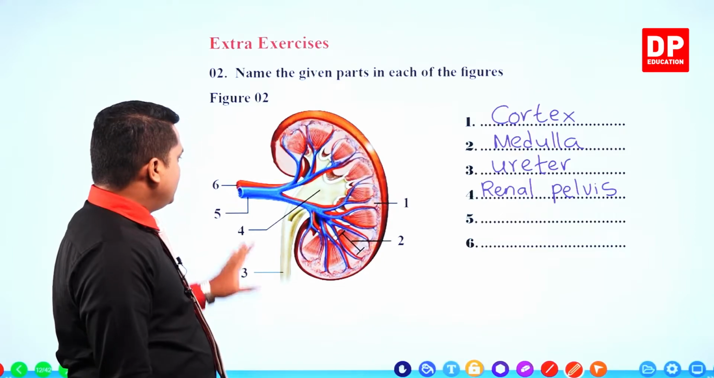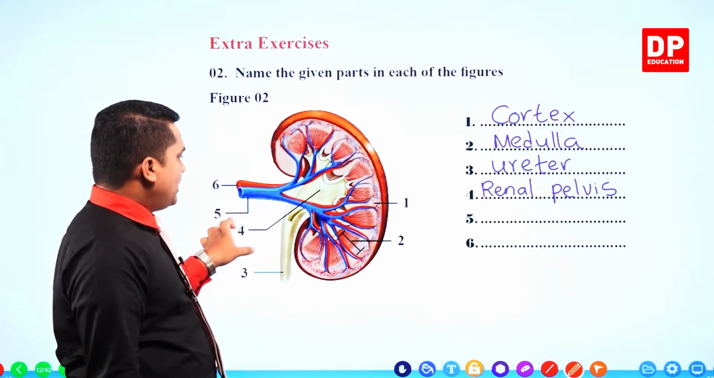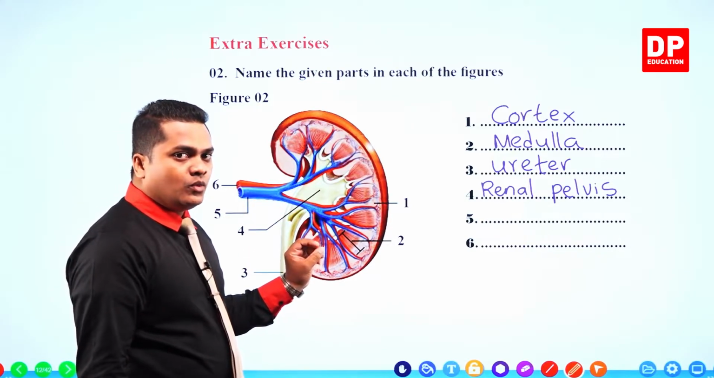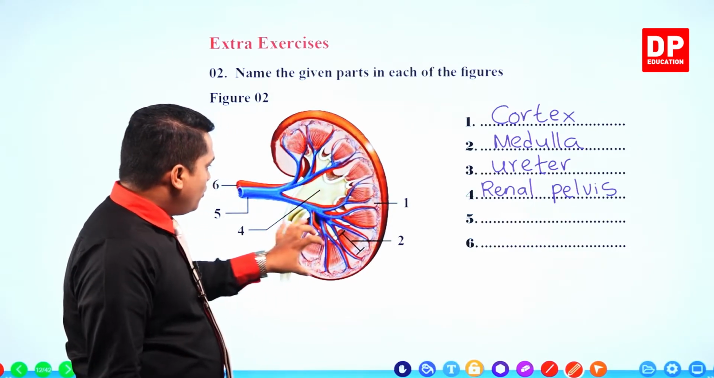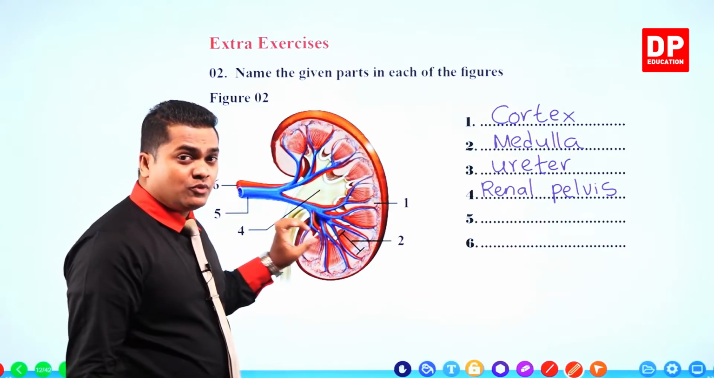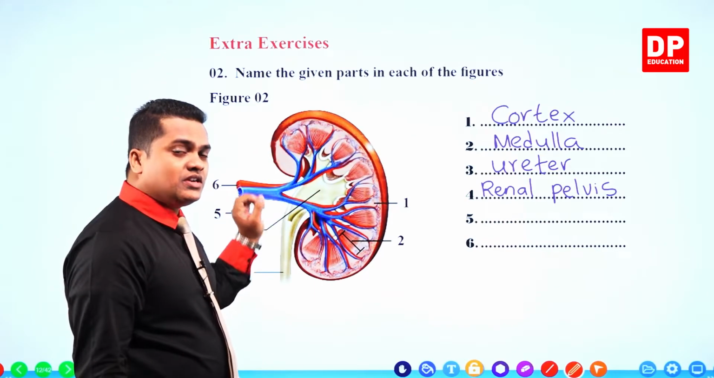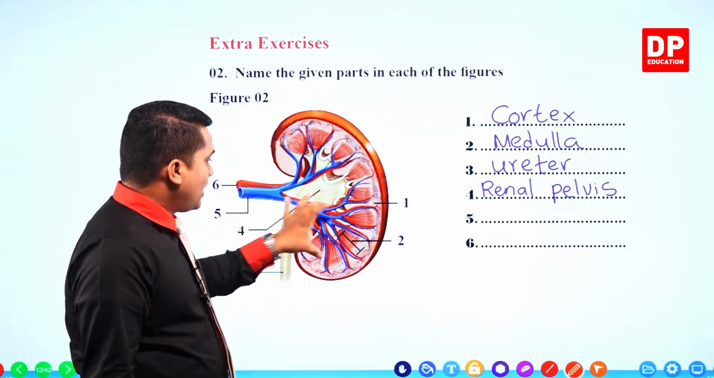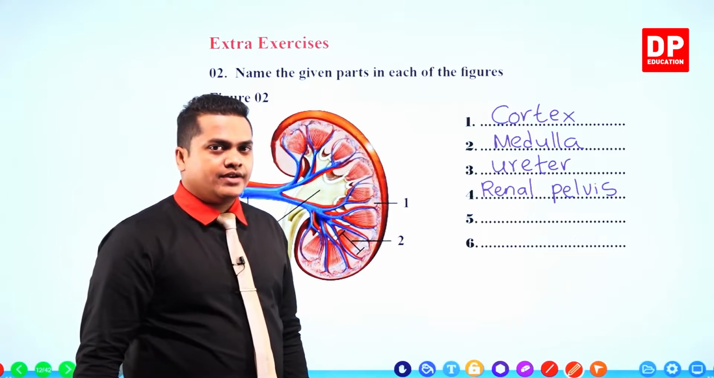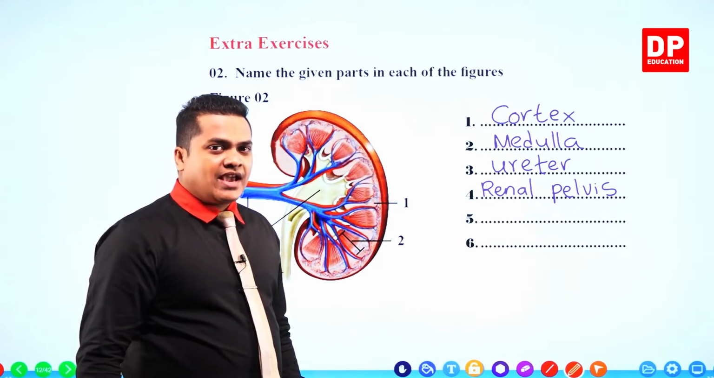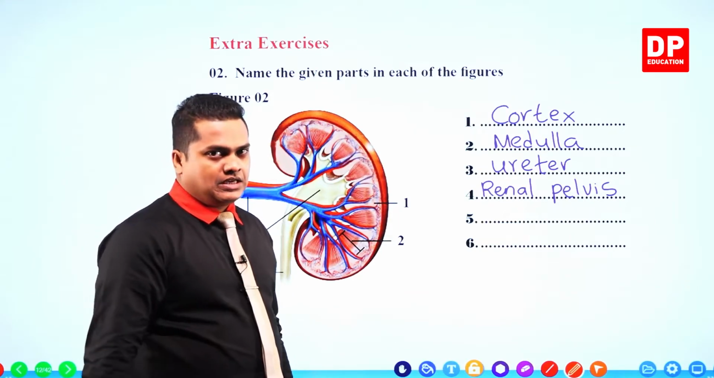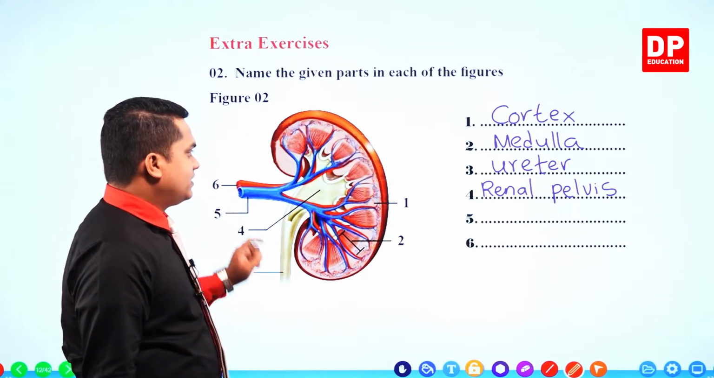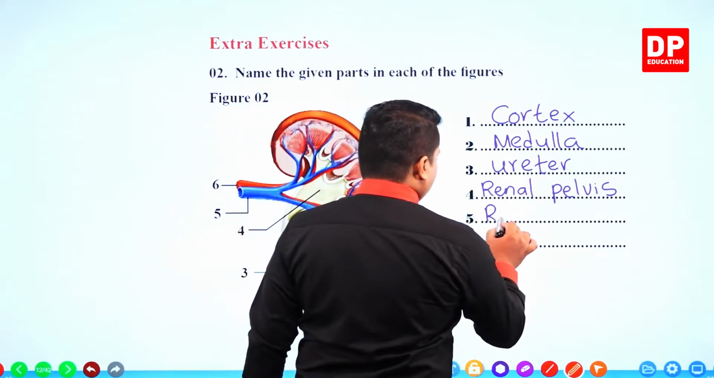Number 5, the one which is in blue color, is the one which is going to take blood out from the kidney and transport blood towards the body. So it's going to carry blood out from the kidney. So this blue color one, number 5, is the renal vein.